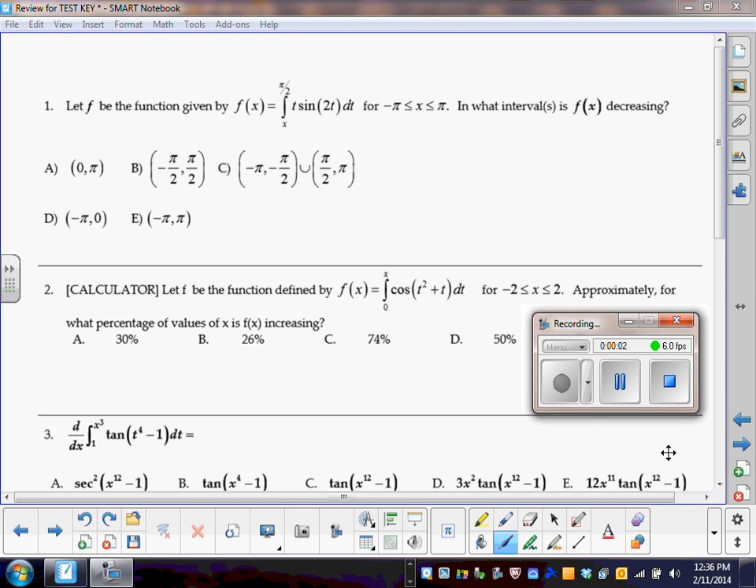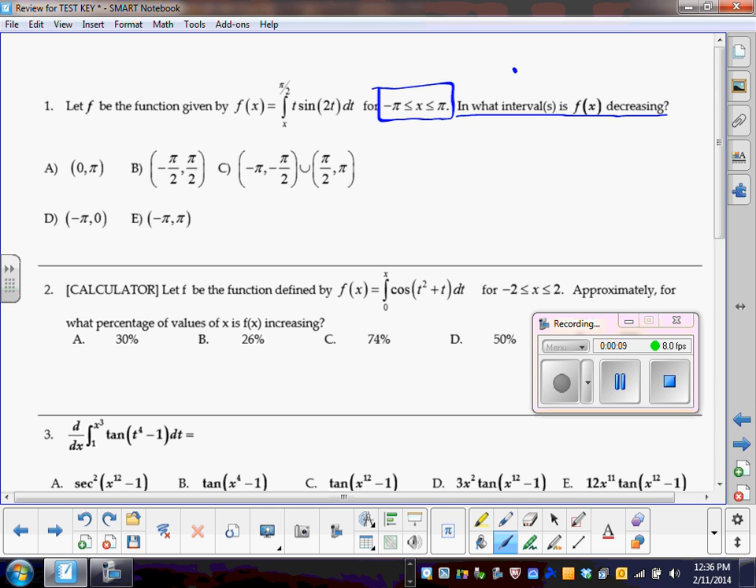Okay, so now for the multiple choice. For this part, we're going to use the interval negative pi to pi. On what intervals is f decreasing? That means where f prime is less than 0.